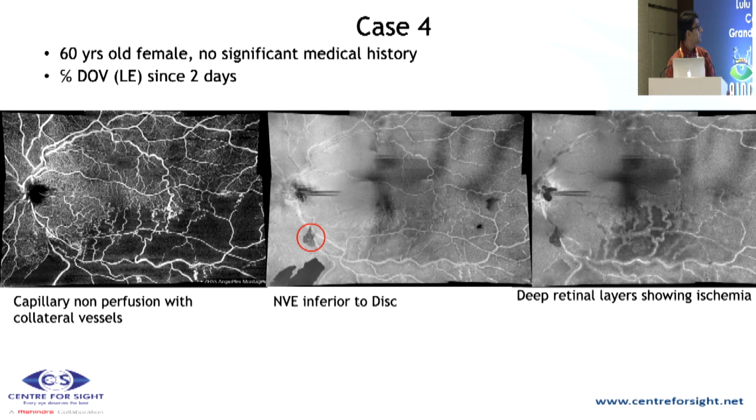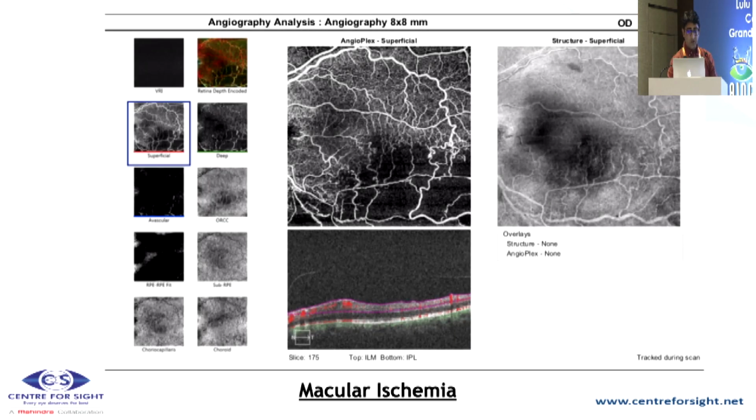And if you see the structural OCT, there's an inferior neovascular patch, and there's also the deep vascular layer which is ischemic. If you compare the superior and the inferior, you can see the difference in the grading of color. It is darker, which shows the extent of ischemia in the deeper layers. On doing an 8 by 8 scan, you can clearly see the extent of macular ischemia and the collateral vessels which have developed there.